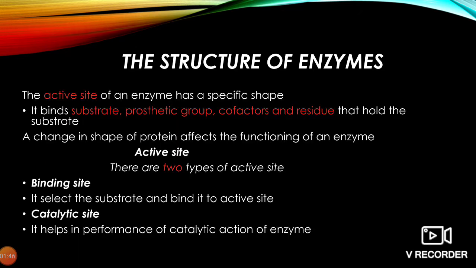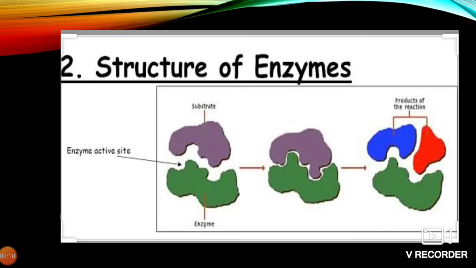The next one is about the structure of enzymes. The active site of an enzyme has a specific shape. It binds substrate, prosthetic group, cofactors, and residues that hold the substrate. A change in the shape of the protein affects the functioning of an enzyme. There are two types of active sites, binding sites and catalytic sites. What are binding sites? They select the substrate and bind it to the active site, while the catalytic sites help in the performance of the catalytic action of the enzyme.